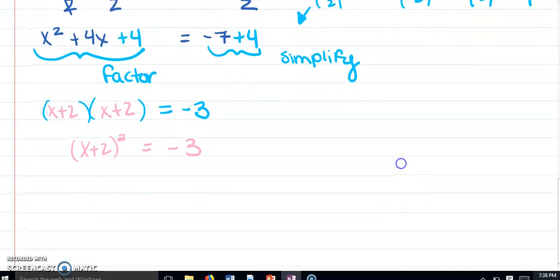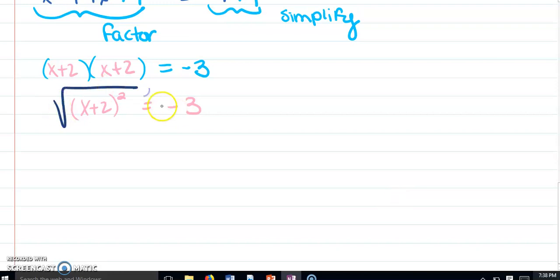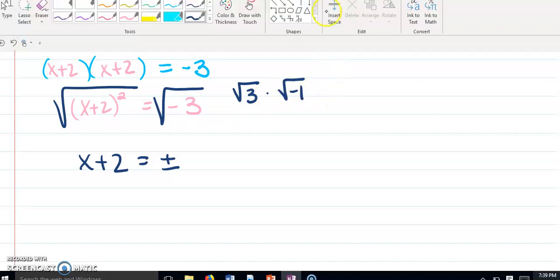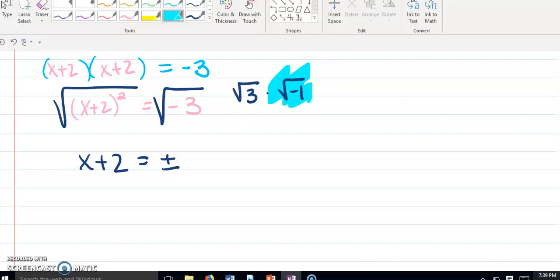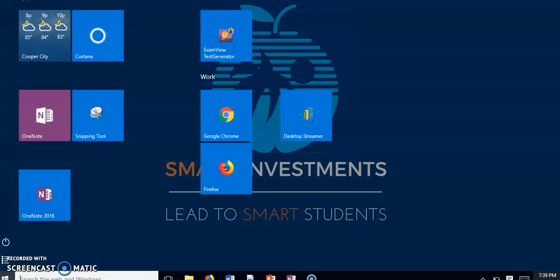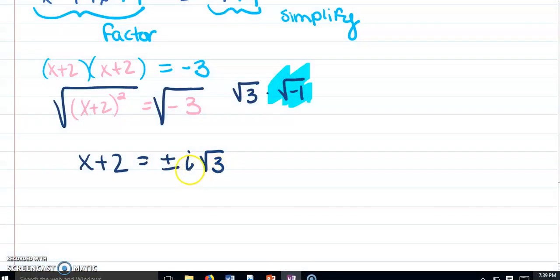So when you write it like that, you might notice that you can take the square root of both sides, and that's always going to happen. So we'll be left with x plus 2, because the square root and a squared cancel out. And on the right side, every time that we take the square root of both sides, you should get plus and minus. And the square root of -3, if you broke that up, would be square root of 3 times square root of -1. And we know that the square root of -1 is i. So it would be i square root of 3. Anytime you take the square root of a negative number, you have to include the i. You cannot leave a negative on the inside of a radical.